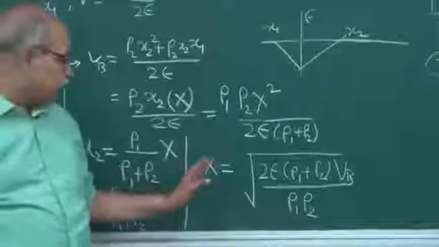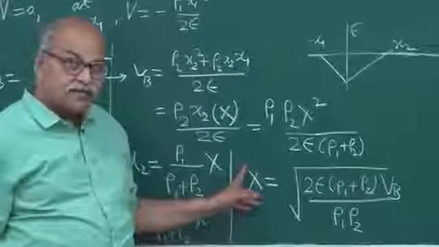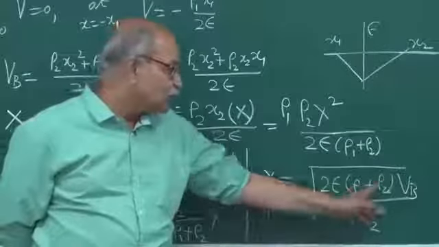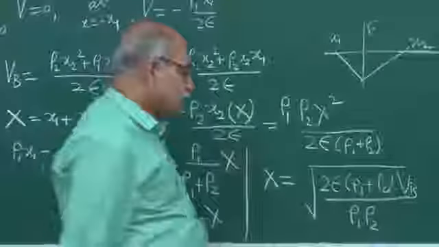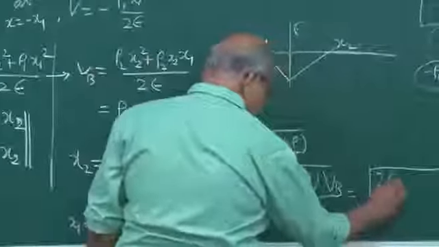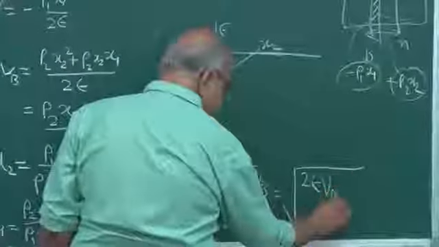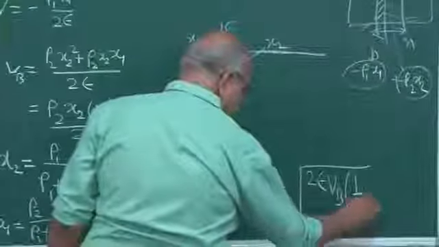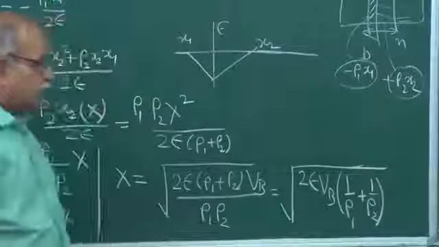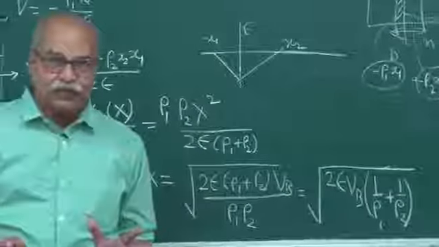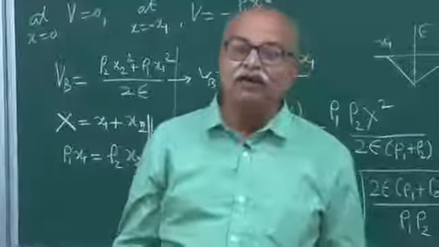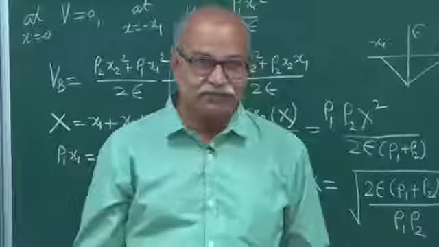So you have a relation between this depletion layer width and this potential barrier, but this rho 1 and rho 2 are coming here. Okay, I can write this as 2 epsilon and then VB and then 1 by rho 1 plus 1 by rho 2. These rho 1 and rho 2 are related to the concentration of impurities that we have doped, right?